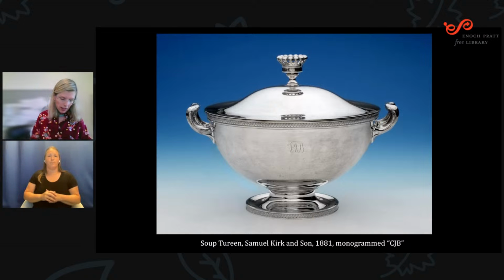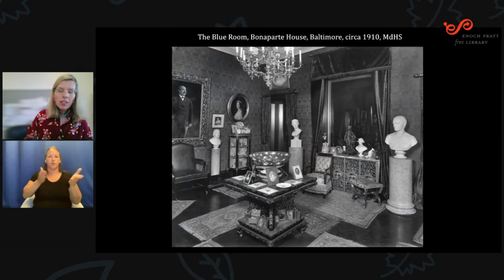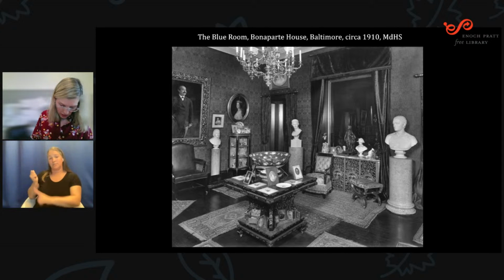He builds on the silver service with the crown. And he creates the Blue Room, a room in his home that is entirely devoted to the Napoleonic artifacts. It is ultimately this room and the other possessions that he had inherited that are left to the then Maryland Historical Society. He himself preserved an imperial legacy while distancing himself from it as a patriot.